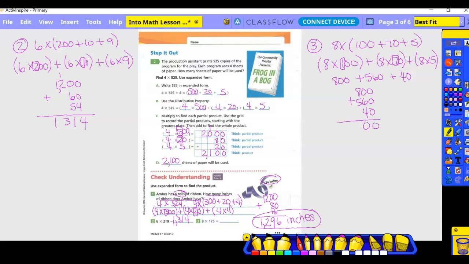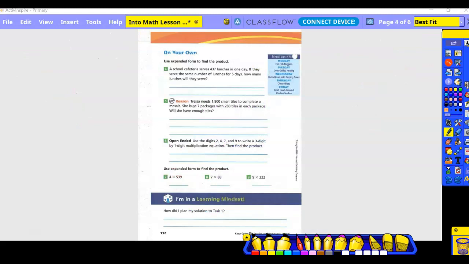So 0, put a 0, carry the 1. 8 plus 1 is 9, plus 5 is 14. So my answer is 1,400.